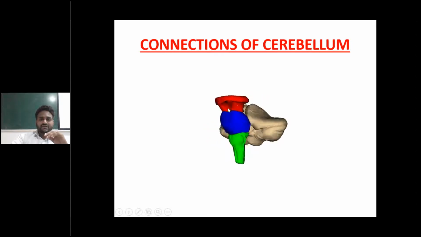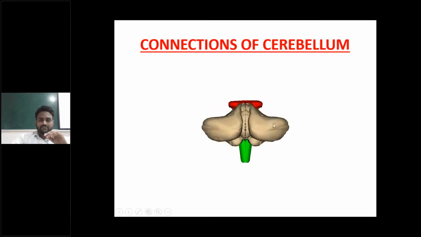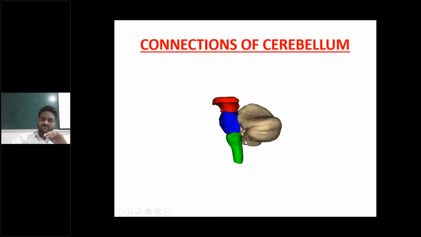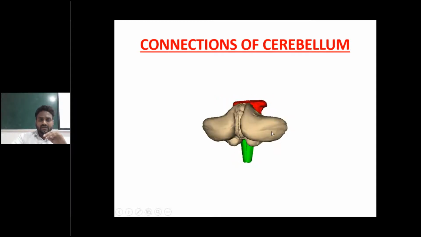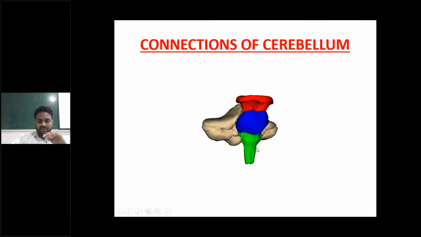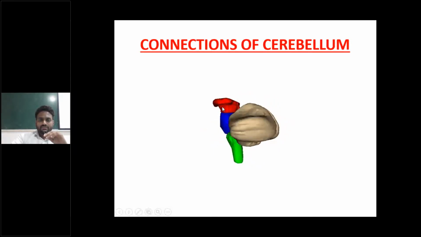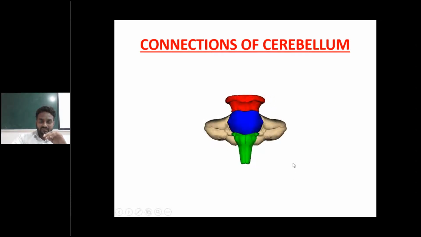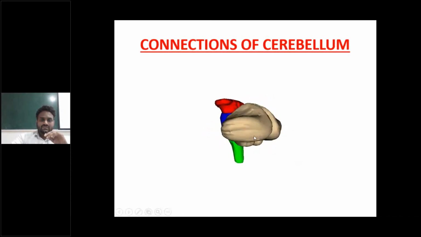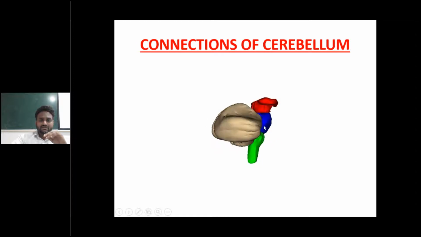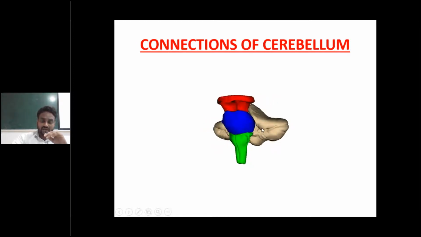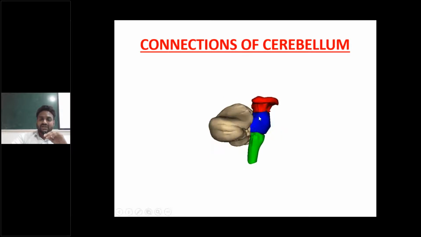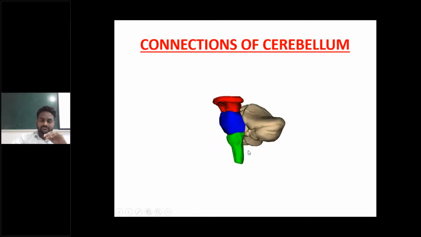In this picture, we can see the connections of cerebellum. Whatever you see in red, blue, and green, these three form the brainstem. You know the parts of the brainstem: midbrain, pons, and medulla oblongata. Behind, on the dorsal aspect of the brainstem, whatever you see is the cerebellum. Of course, cerebellum, pons, and medulla oblongata, these three are considered the hindbrain. So usually the cerebellum is connected with the brainstem.